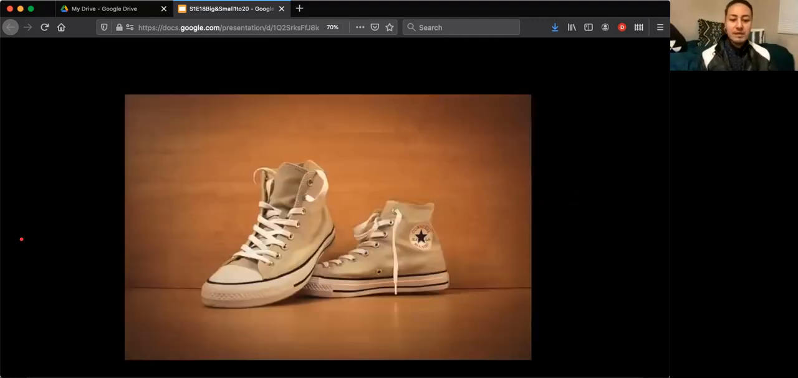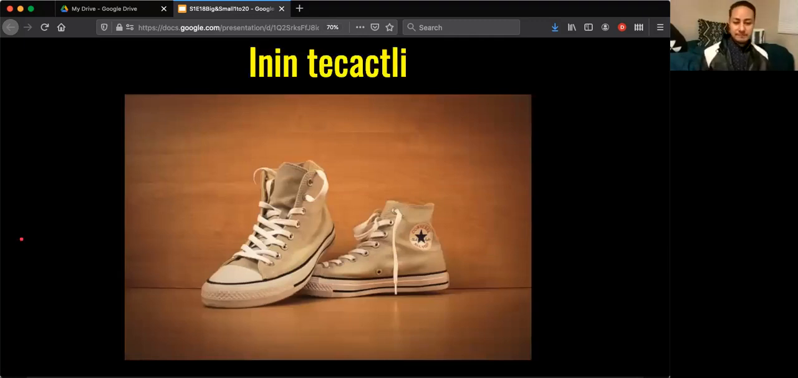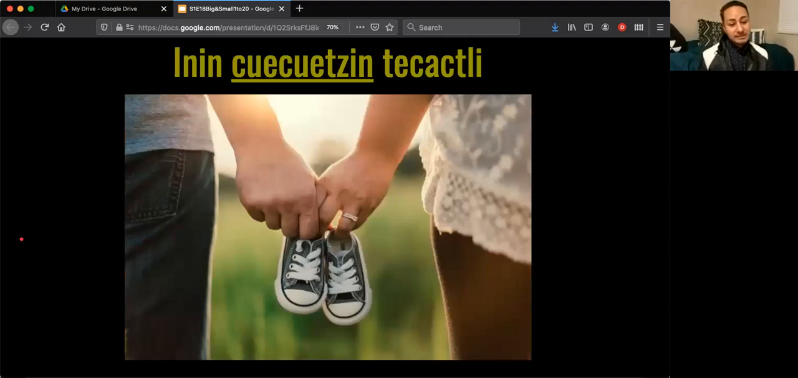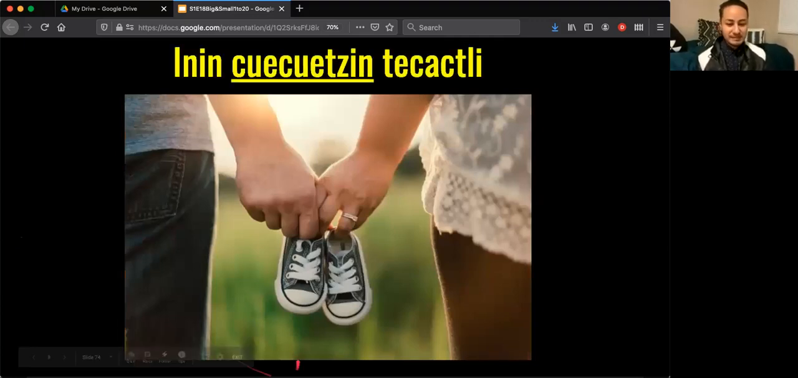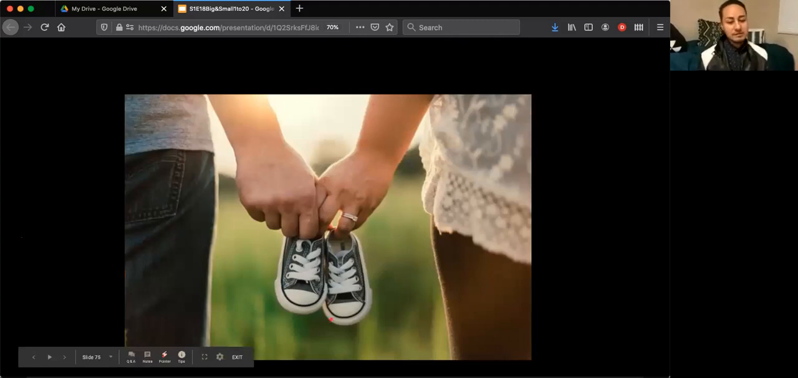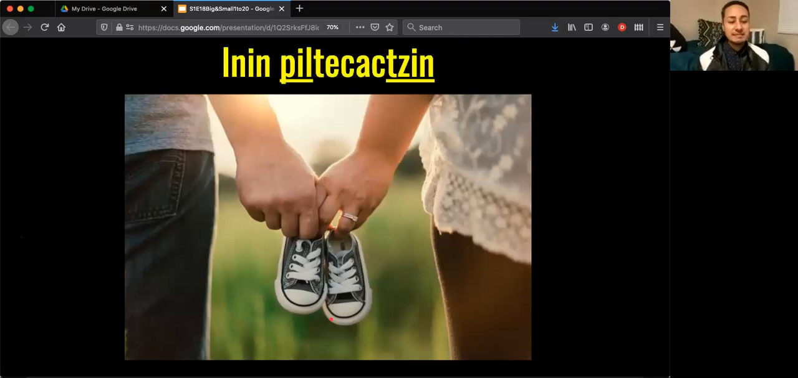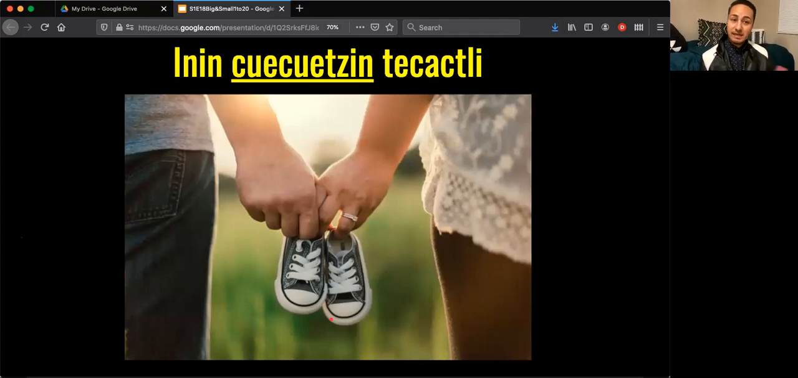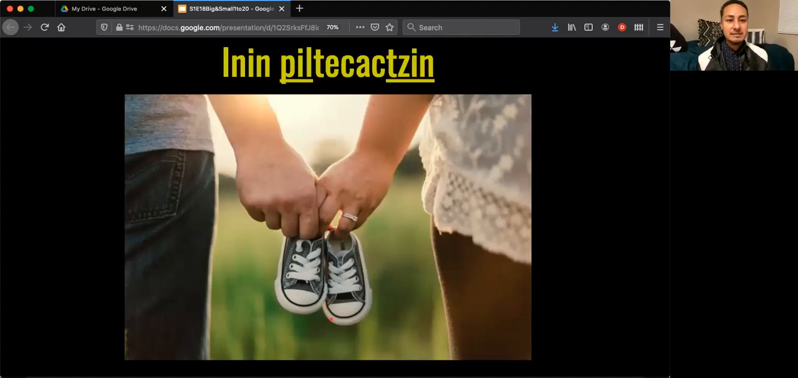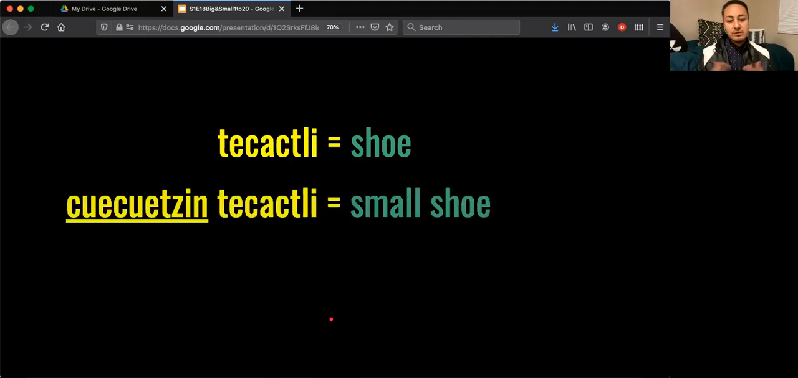All right, kwali. So now we have tecatli. Okay, these are tecatli, inin tecatli. Inin kwekwetsin tecatli. Okay, kwekwetsin tecatli. Or there's another way to say kwekwetsin tecatli, and that is inin piltecactin. So both of these ways are acceptable to say kwekwetsin tecactli or piltecactin. Okay. So as you see, the word tecactli, it means shoe. And you can use that word as a separate word, just saying kwekwetsin tecactli or tecactli kwekwetsin, whichever way you want to say it, to mean small shoe.